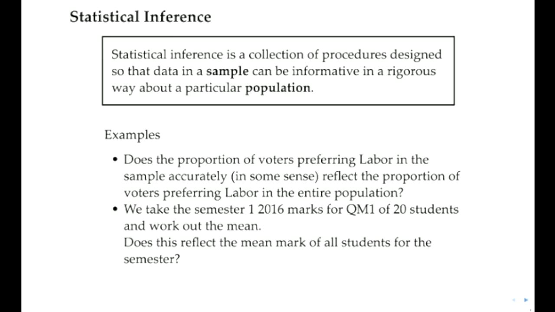Another one that we're going to play with as we go along is this one, which is QM1 marks. So we've looked at QM1 marks before from this semester last year and done some descriptive statistics on those. Now here's a different take on this. Let's suppose that you have available to you just 20 marks that students have obtained in this subject. To what extent can you extend the information in those 20 marks to figure out what the average mark is, let's say, in the whole subject, which has between 1,400 and 1,500 students?